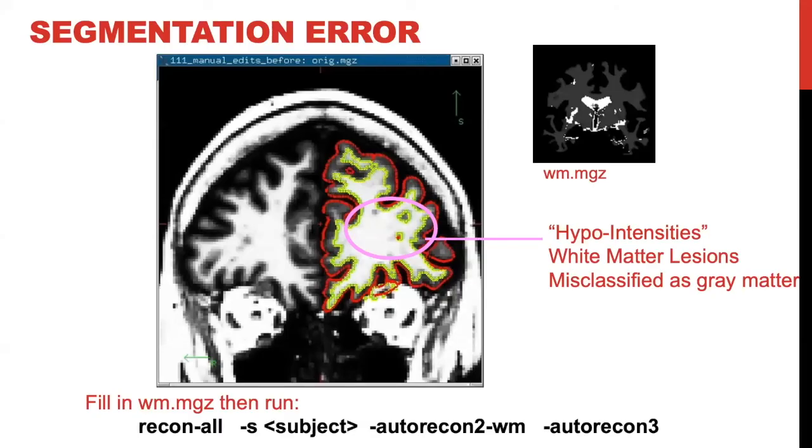For the first segmentation error, this actually occurs, I believe, in older cases, so in older brain samples. But you will see that there are these hypointensities where the gray matter is all misclassified, and in the white matter you see a little voxel of gray matter, which is not true if we think of it anatomically. So what you just need to do is fill in your voxels in your white matter volume and then just rerun this command below.